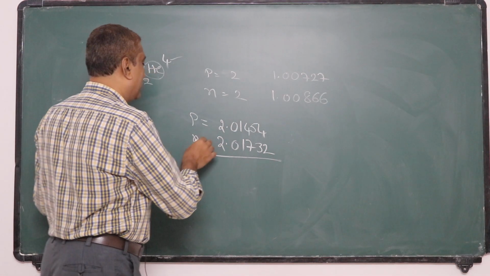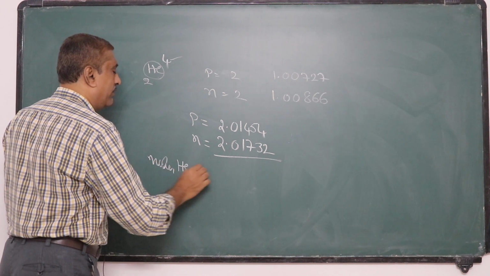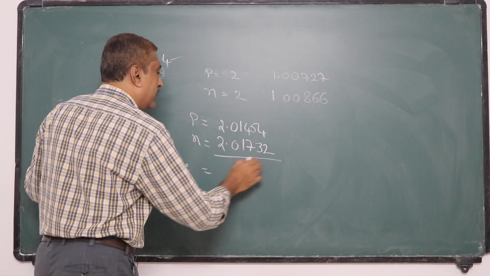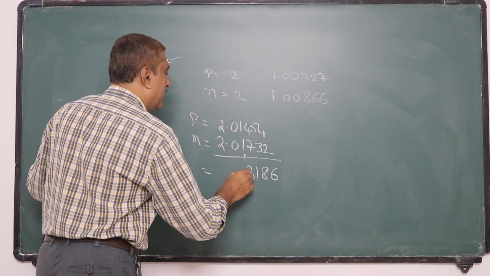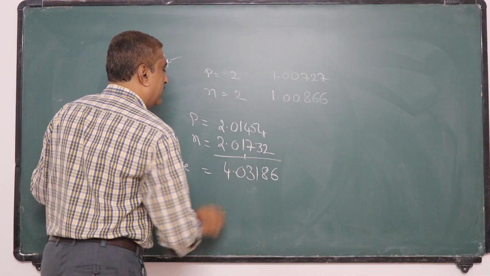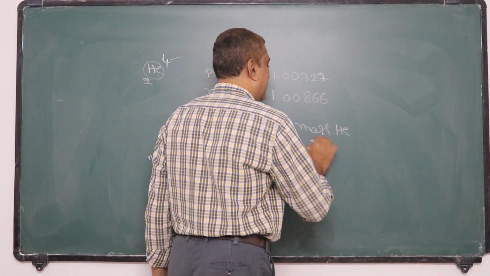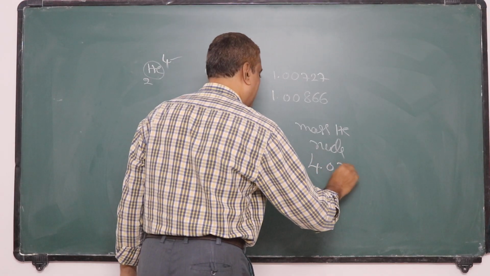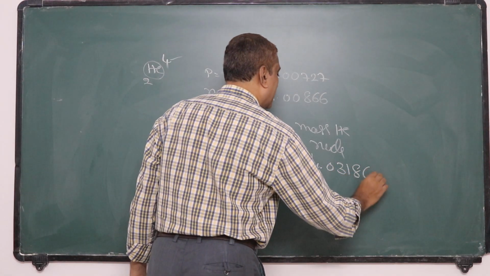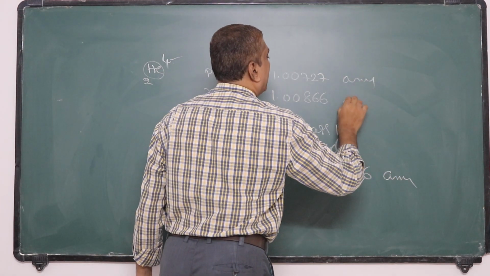So the total mass of the helium nucleus is calculated as 4.03186. This is in AMU.